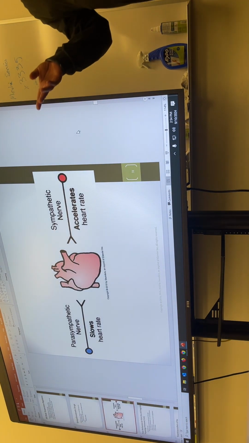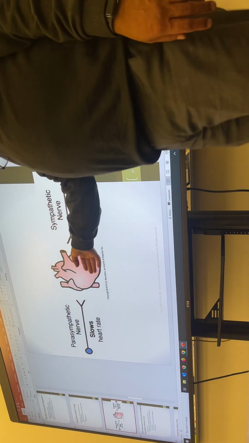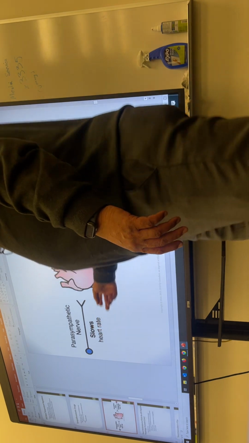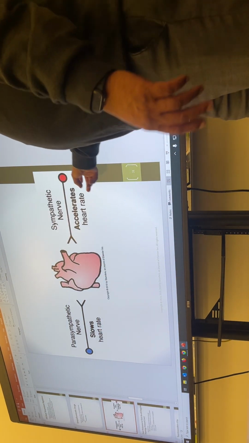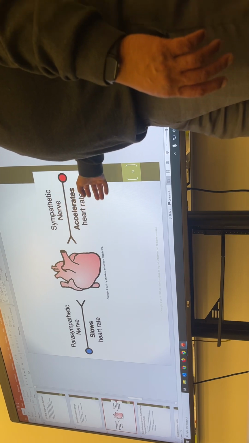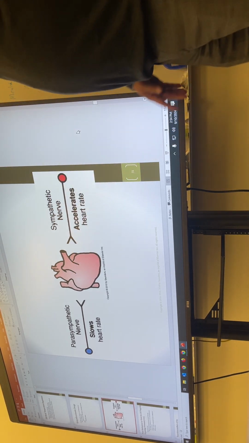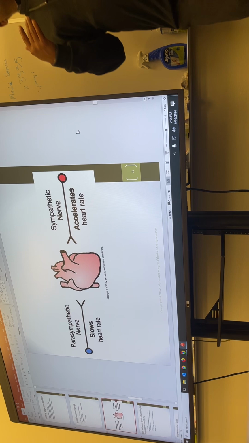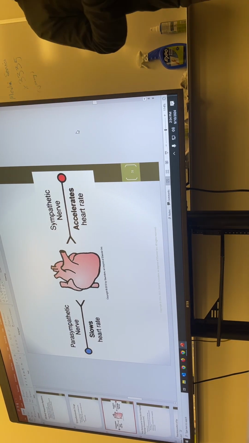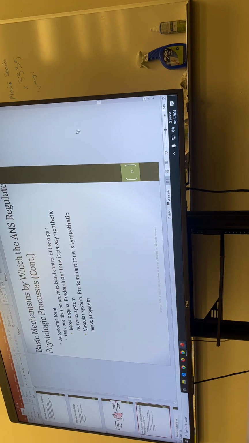Again, this is cardiovascular. We have parasympathetic nerves that we just said slow down the heart, and then we have the sympathetic nervous system or nerve that increases the activity of the heart. So para and sym are opposite of each other when it comes to the cardiovascular system.